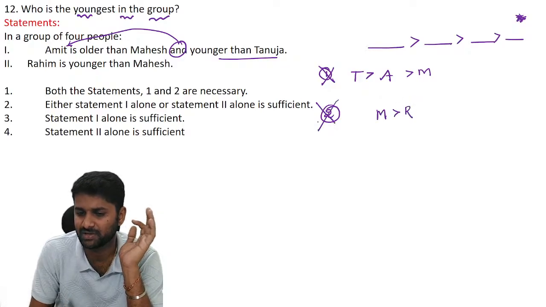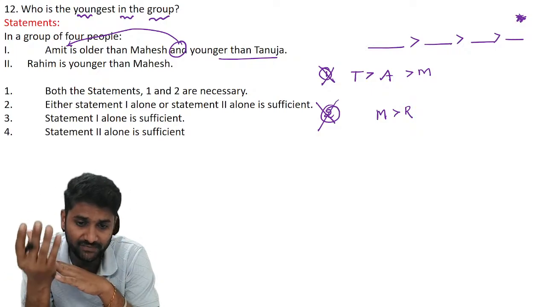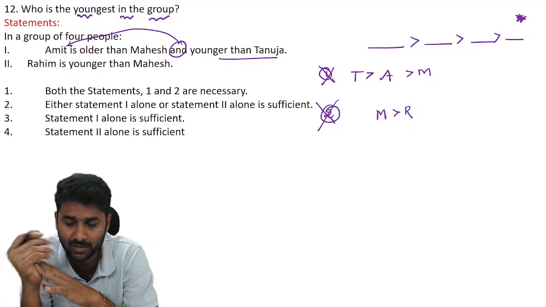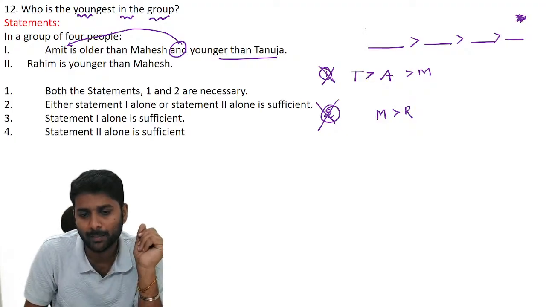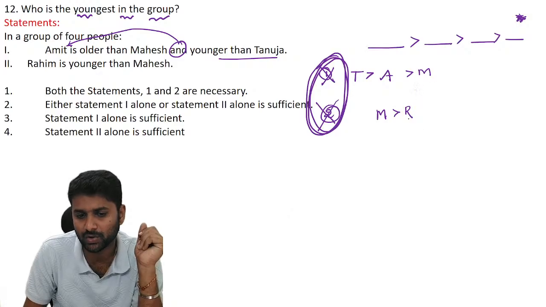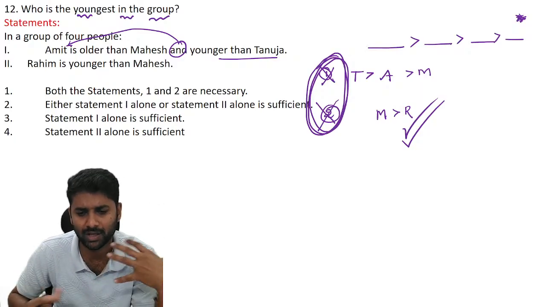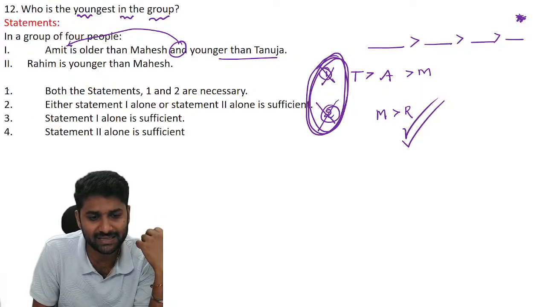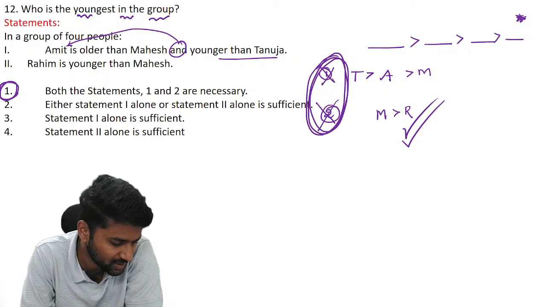In this information, we don't know anything about the remaining 2 people. So in the first information, we don't know about the fourth guy, and in the second information, we don't know about the remaining 2 people. But if I combine these two statements, we can conclude that Rahim is the youngest among the group. We can find who is eldest or who is youngest. We can answer this question by taking statements 1 and 2 together. If you take statements 1 and 2 together, definitely you can answer this question.